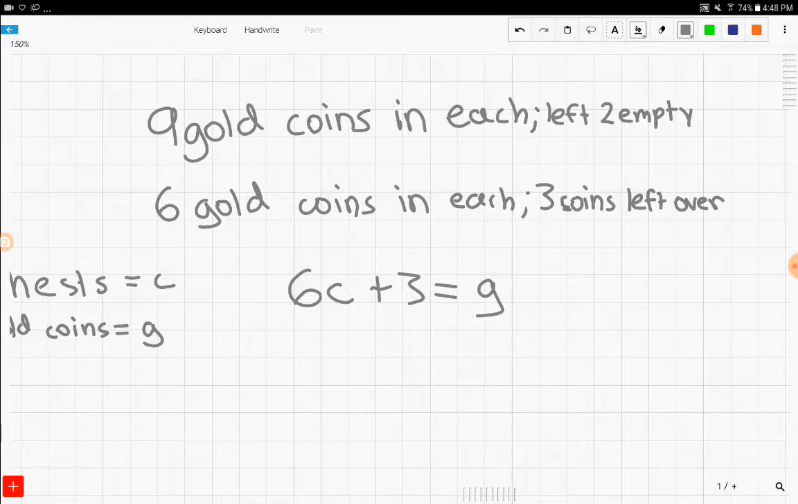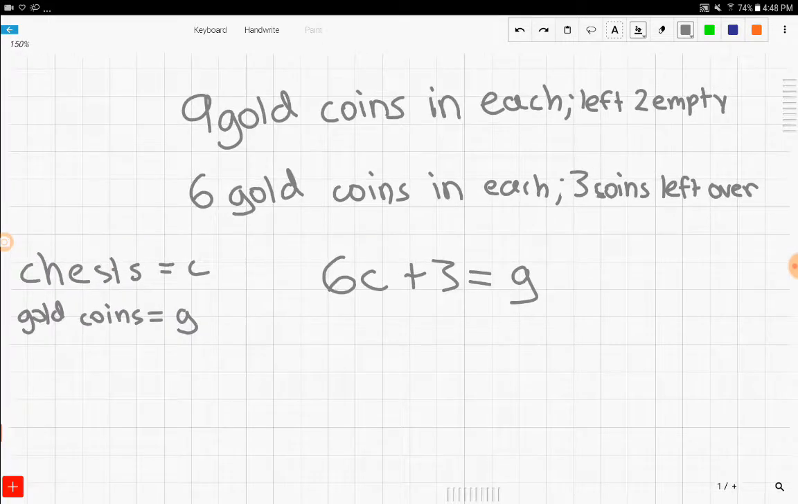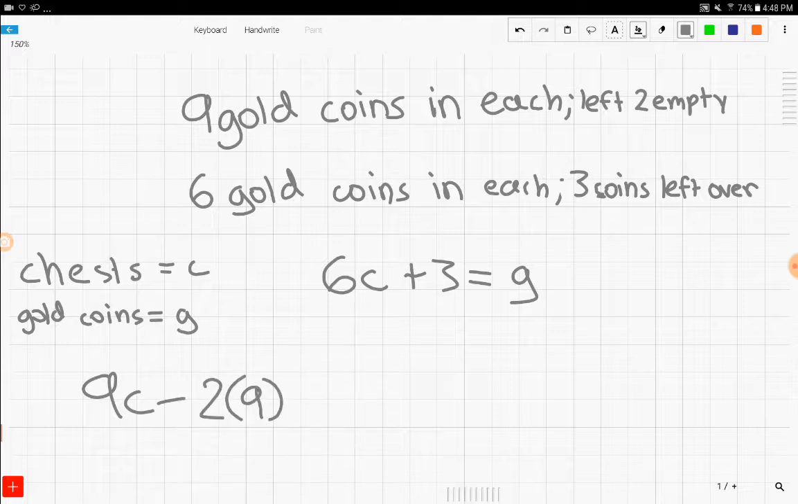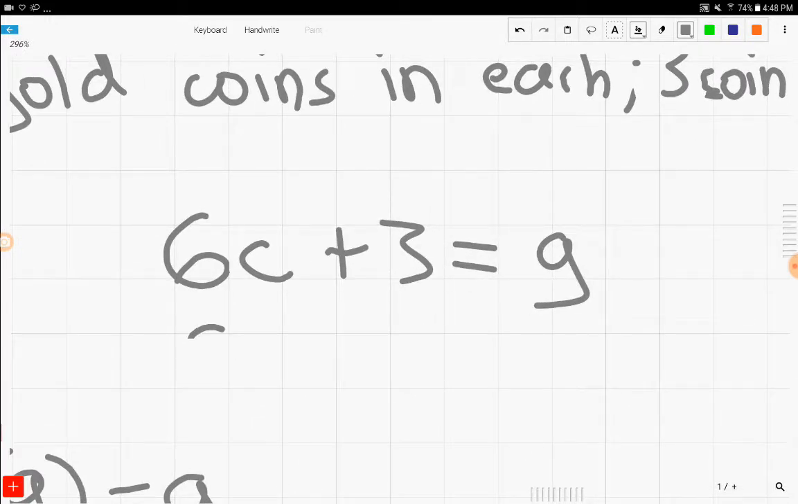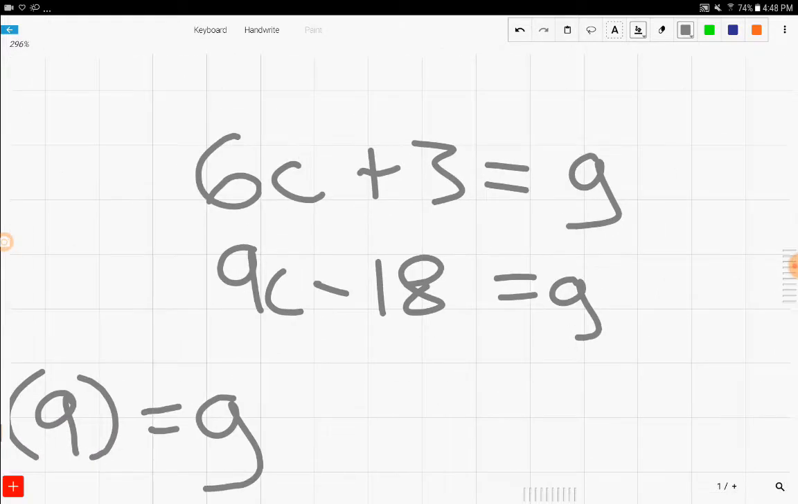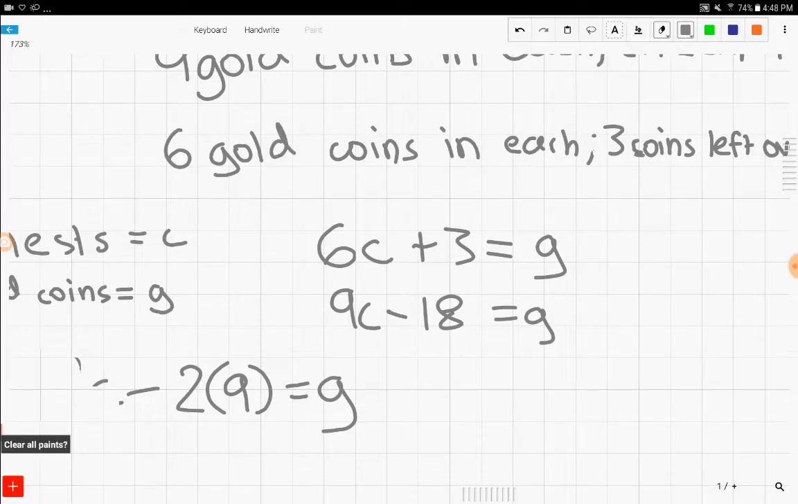And then we can do the same with the upper statement, but this time we need a little bit of rearranging. So let's just do it over here. So we put 9 gold coins in each, so 9C gold coins. And we had 2 empty, which means minus 2 times 9, because we were supposed to put 9 gold coins in each. So 2 times 9 is subtracted, and that equals the number of gold coins you have. So from here, we can see that we have 9C minus 18 equals G. And finally, we have our system of equations.